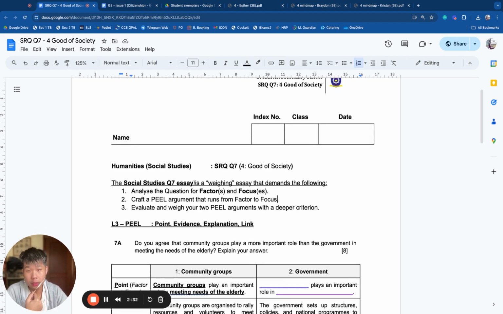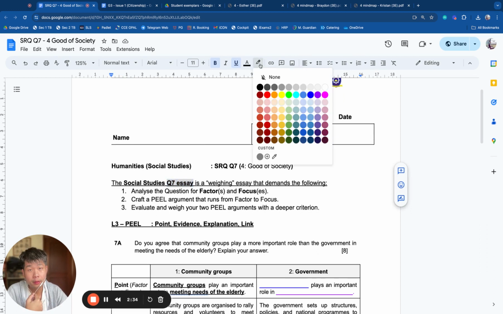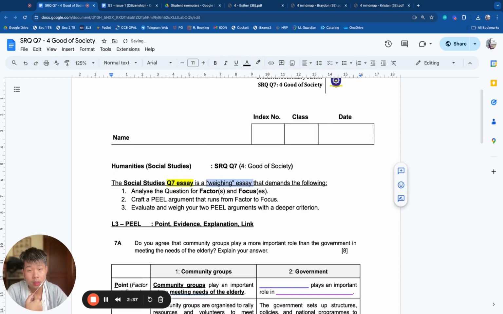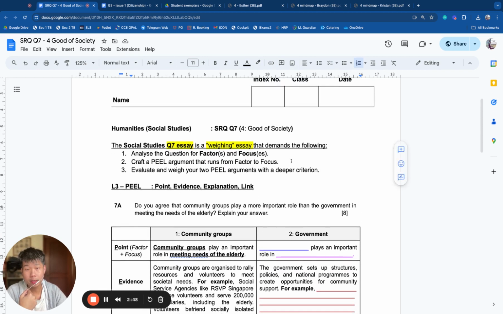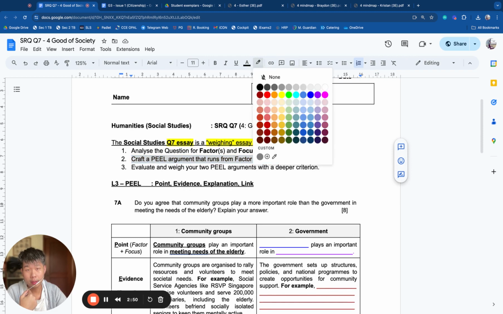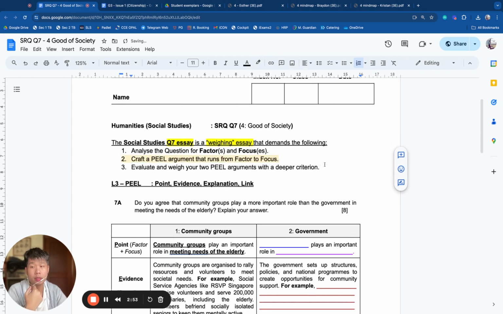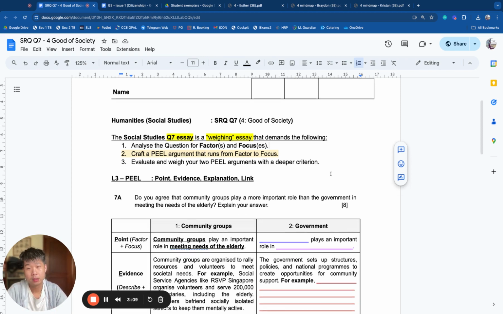Let's recap. The question 7 essay is a weighing essay, and it requires the following: that you analyze the question for the factor and focuses, that you craft a PEW argument, and then you weigh the PEW arguments. And we said that this is the important thing, that you must have 2 PEWs for your essay, and the weighing is optional. So I'll focus my lesson today on the 3 steps. At the end of the lesson, I also want to introduce a new weighing technique to you. So stay tuned.